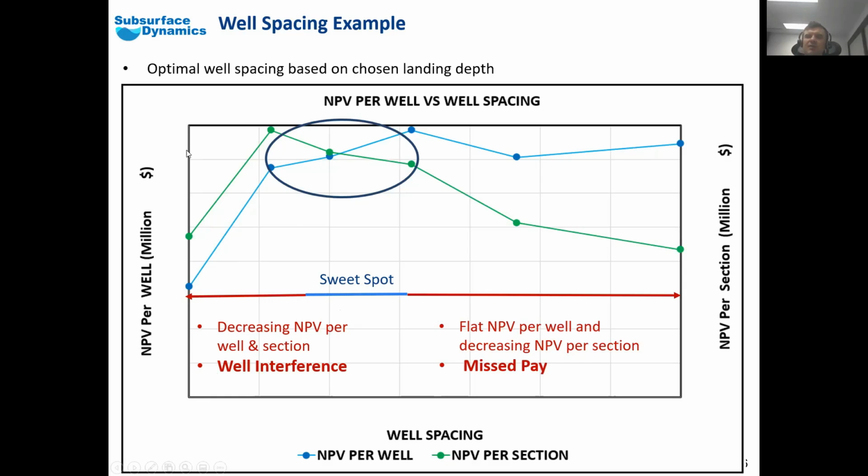But if you go too tight on your well spacing, you will observe a decrease in NPV per well in section due to well interference. And then if you go too sparse on your wells, you will start experiencing missed pay and your NPV plateauing, but then there is no way you can go back and put infill wells in between just because there is not enough space. Or even if you could put the infill well, the anticipated production will be very, very bad.